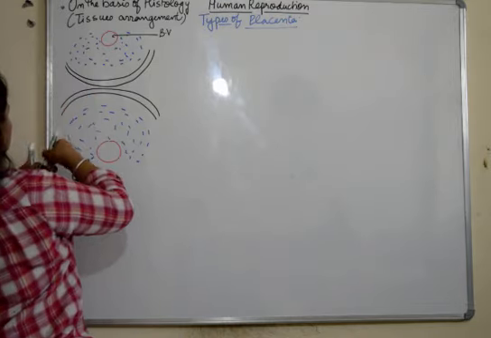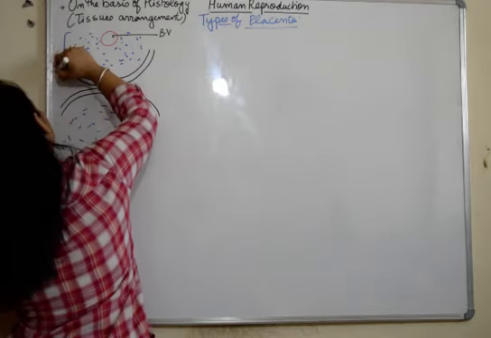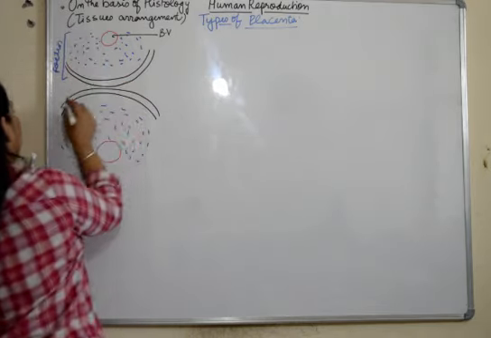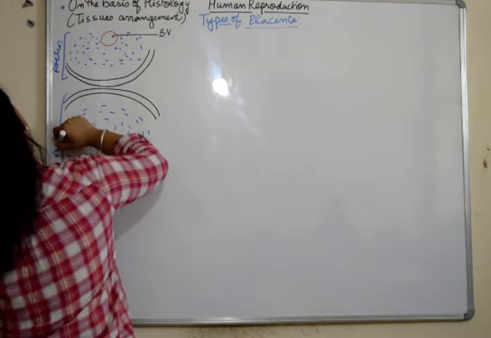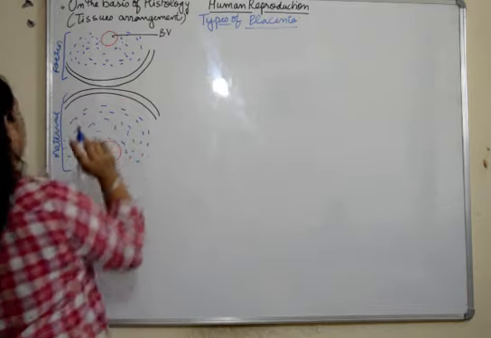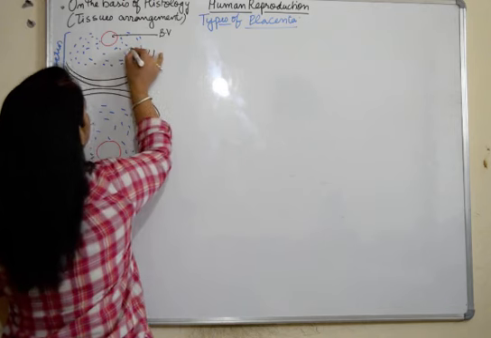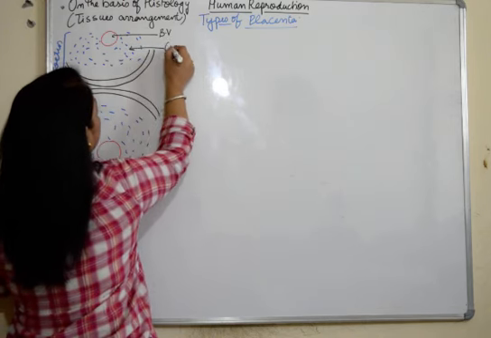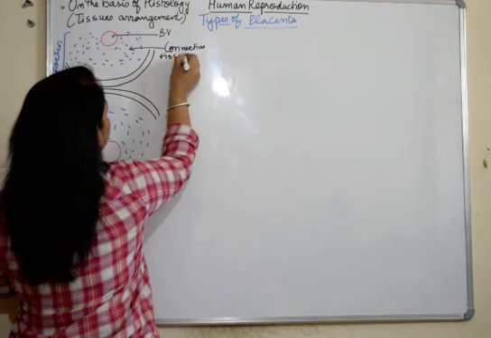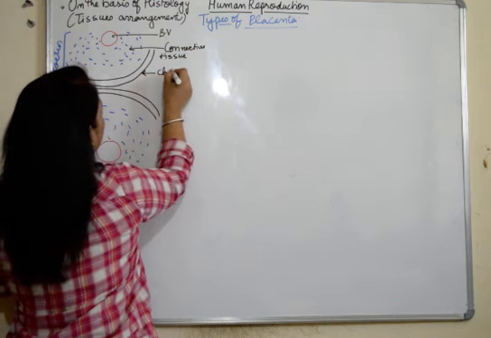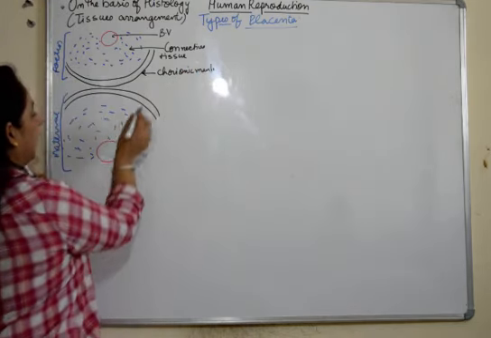This is the fetal side, and this is the maternal side. This is the mother side or maternal side. So now we have the blood vessel, then we have the connective tissues, and we have the chorionic membrane, or you can say chorionic villi.